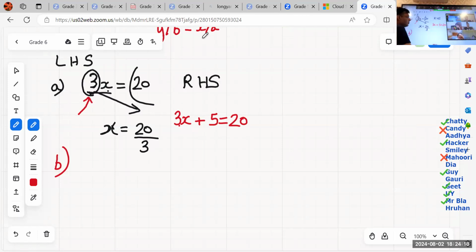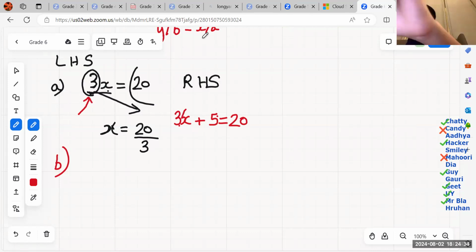Then we will come to this question. We'll first take 5 to the right side. Plus 5 will become minus 5. Minus 5, and then we'll get 15, so 3x equals 15. Then you will divide 15 by 3. Okay, understood. Thank you.